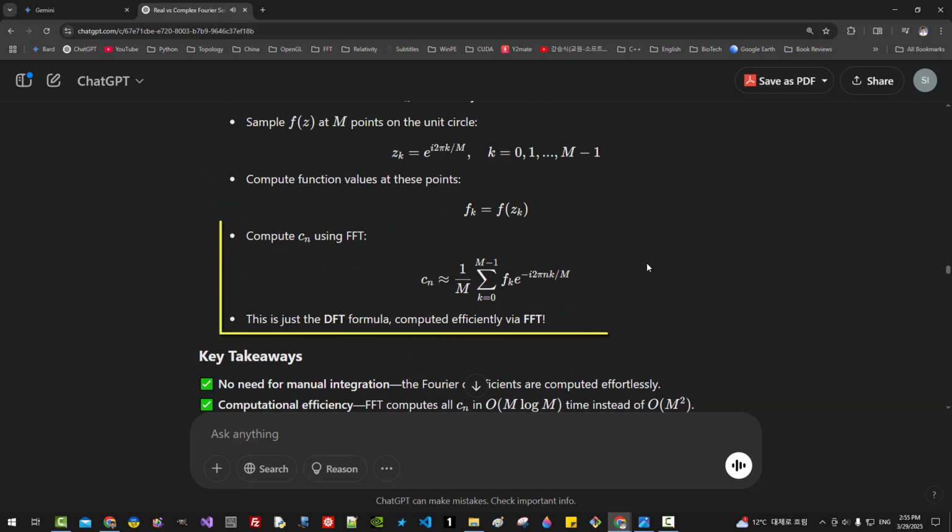Using FFT, c_n is approximately (1/M) times the sum from k = 0 to M-1 of f_k e^{-2πink/M}. This is just the DFT formula, computed efficiently via FFT.